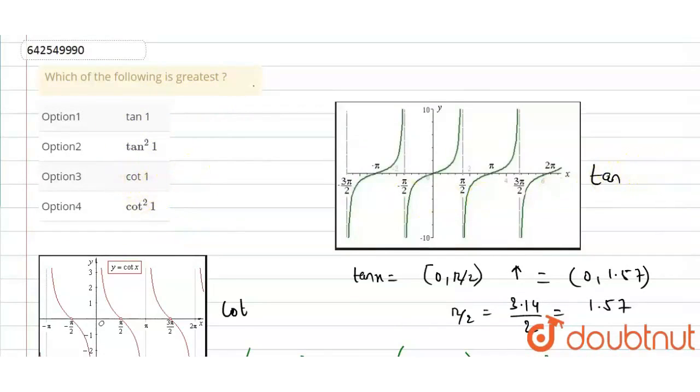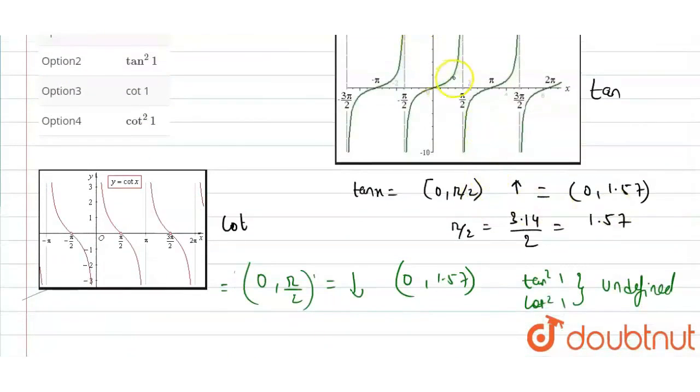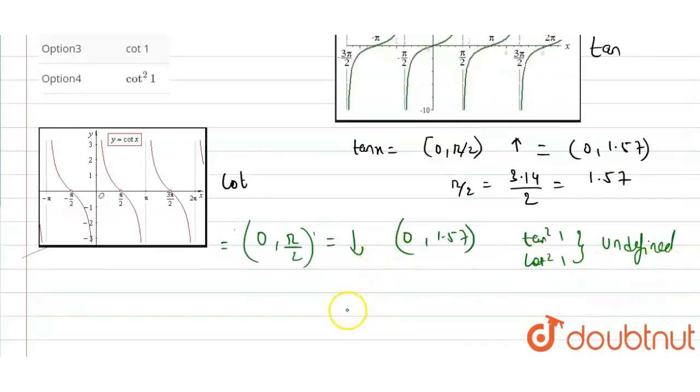If we see tan 1, the graph from 0 to pi by 2 is in increasing order. So the value of tan close to pi by 2 will be less than infinity. And in the cot graph, if we see, the value is decreasing.